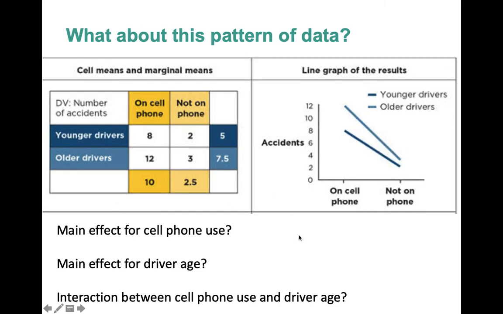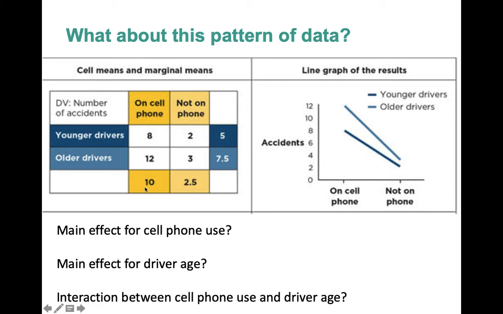Okay, what about here? Main effect for cell phone use. We're going to investigate the marginal means. The main effect for driver's age, we're going to investigate the marginal means, and then an interaction effect between cell phone use and driver's age. Let's do the first one, main effect for cell phone use, compare the marginal means. Definitely different. So yes, we have a main effect. What's the nature of that main effect?